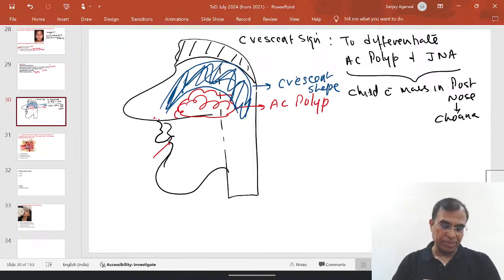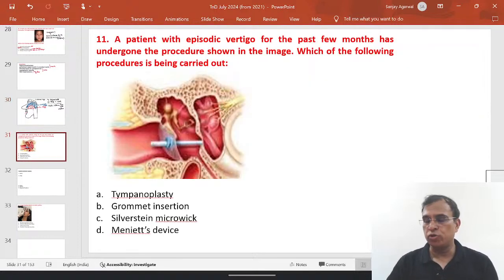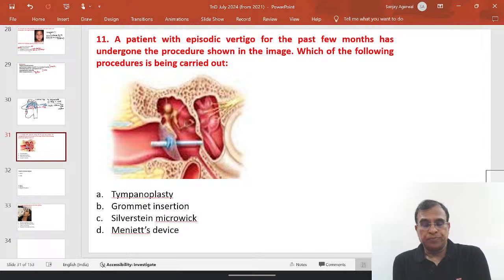Okay, next is a very simple question. I think most of you should be able to answer it. A patient with episodic vertigo for the past few months has undergone the procedure shown in the image. Which of the following procedures is being carried out? Tympanoplasty, grommet insertion, Silverstein microwick, or Meniere's device. It is a very straightforward question. Everybody should be able to answer it.